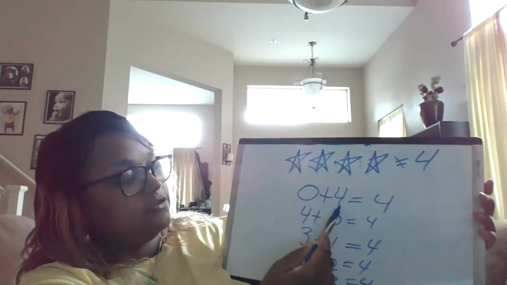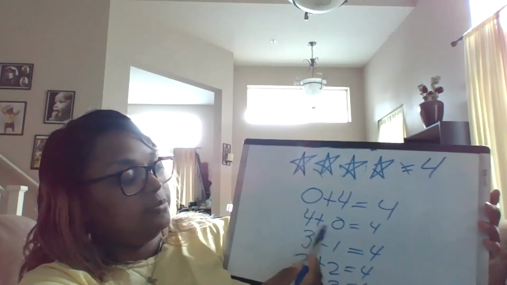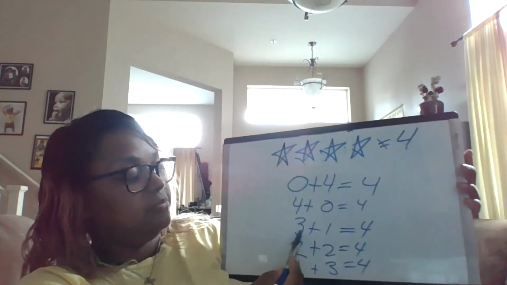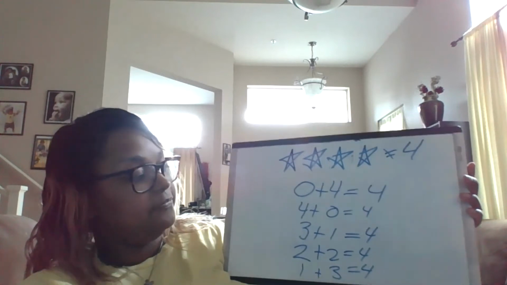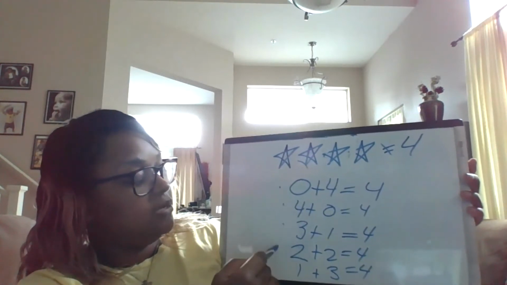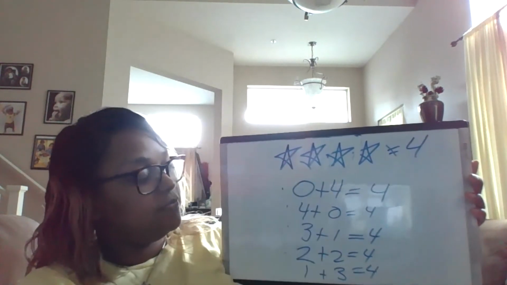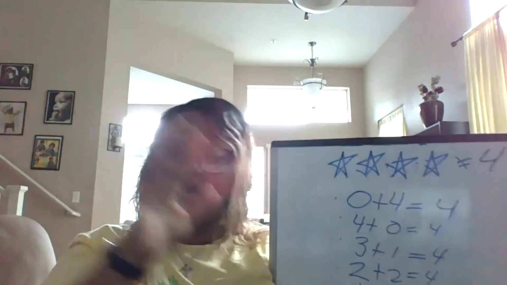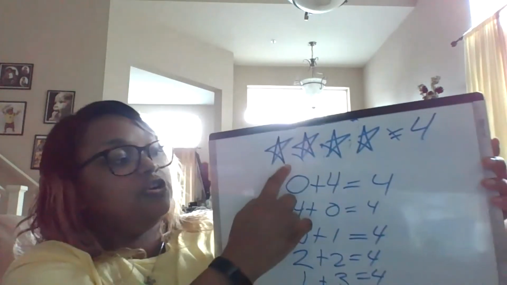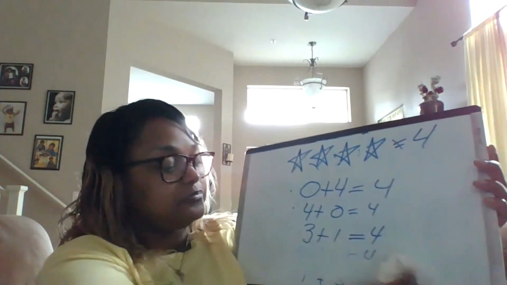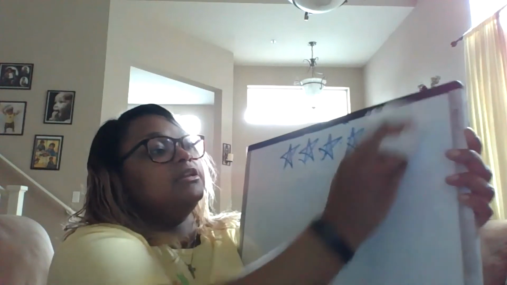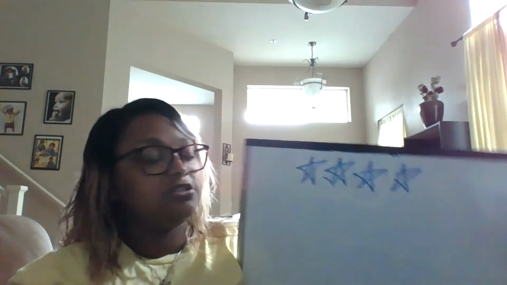So 0 plus 4, and then I flipped it, 4 plus 0. Okay, 3 plus 1, 1 plus 3 down here. So there's 1, 2, 3, 4, 5 different partners of 4. I showed you 5 different ways to show 4. Okay? So you have to remember to look at the picture. So I have 4 stars here.